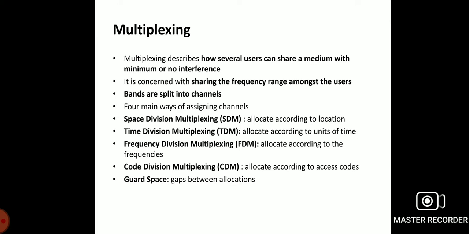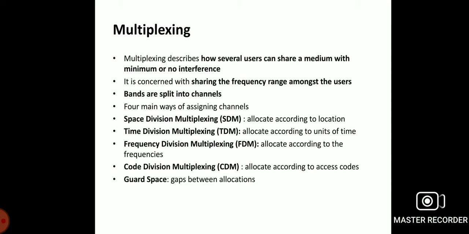Now today we discuss the topic multiplexing. Multiplexing is one of the accessing methods in analog and digital cellular communication technique. Multiplexing describes how several users can share a medium with minimum or no interference. It is concerned with sharing the frequency range among the users. The band is split into channels.